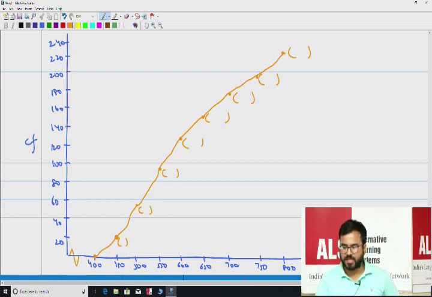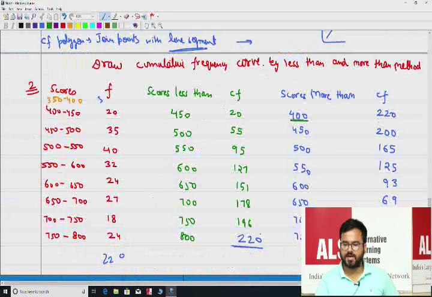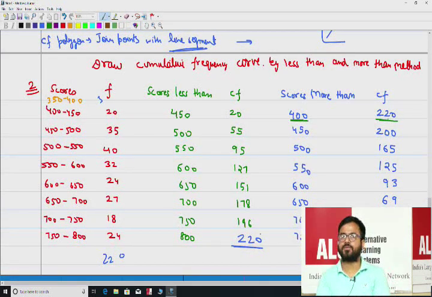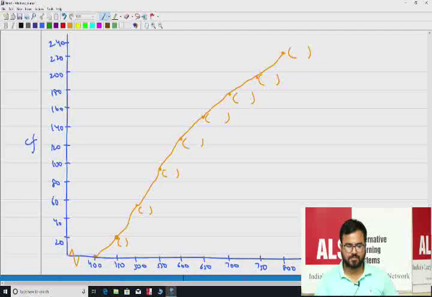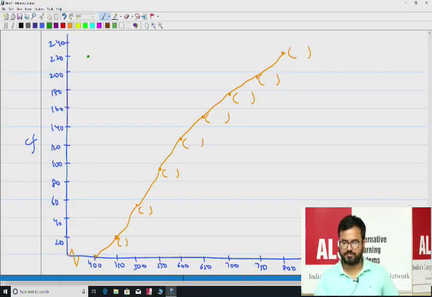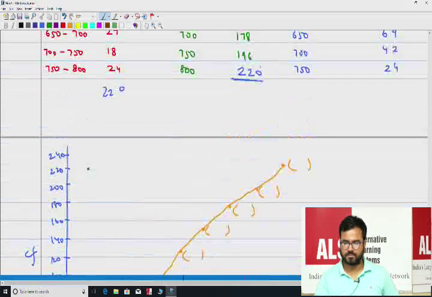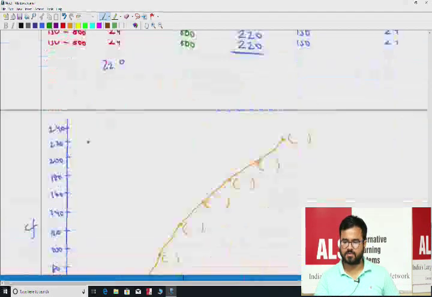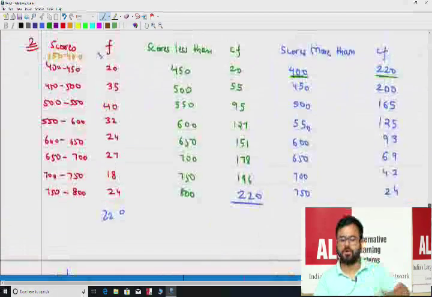So in the more than type, we can see the starting point is 400 and the cumulative frequency is 220. So 400 comma 220, that is the starting value. So all of you draw these coordinates in your graph also.